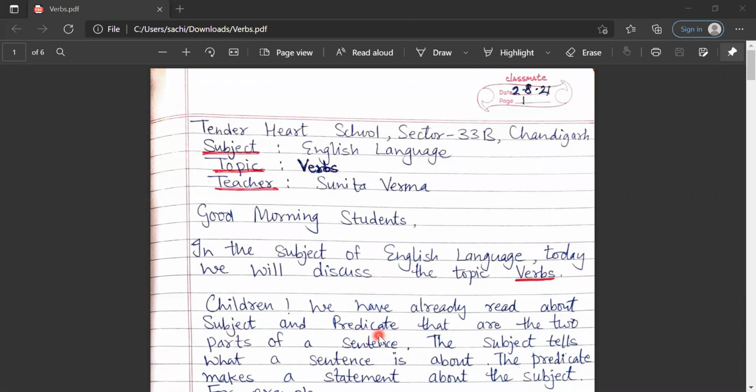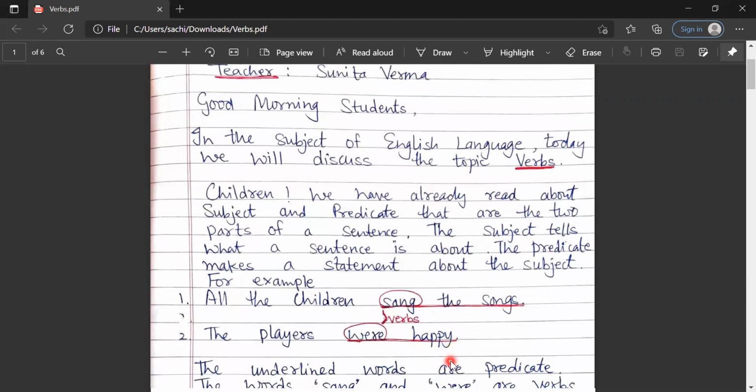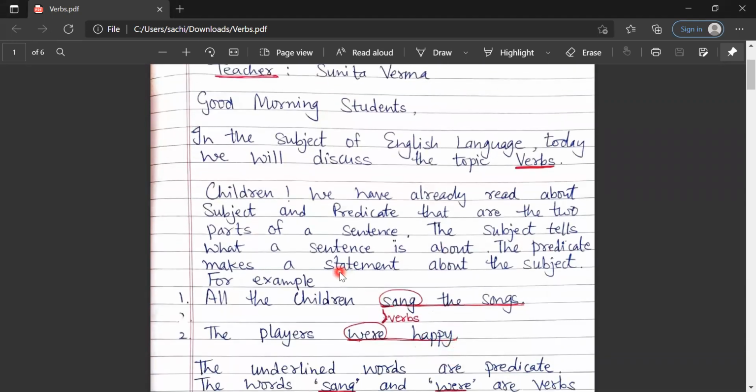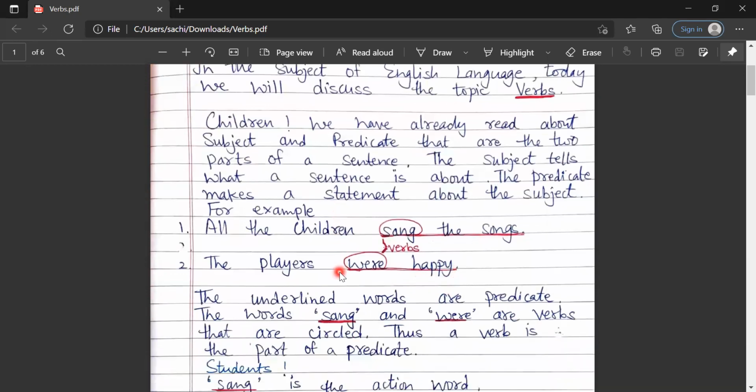Children, we have already read about subject and predicate, the two parts of a sentence. The subject tells what a sentence is about. The predicate makes a statement about the subject. For example, all the children sang songs.